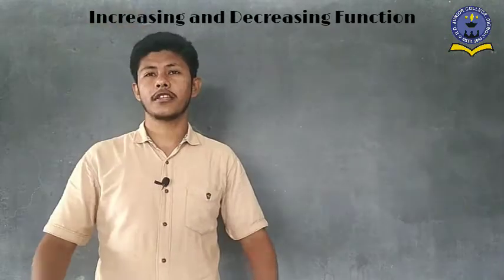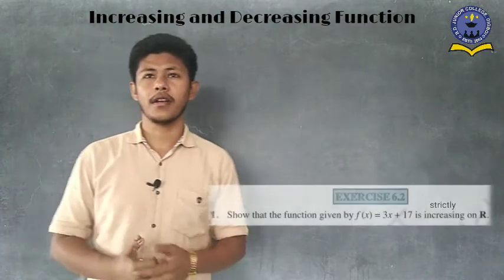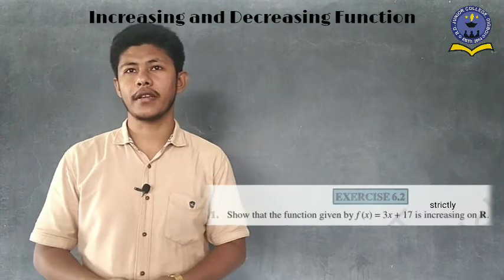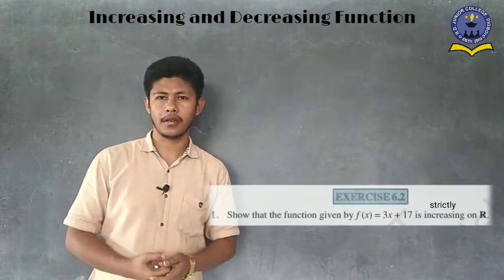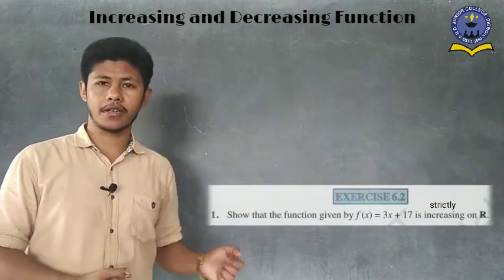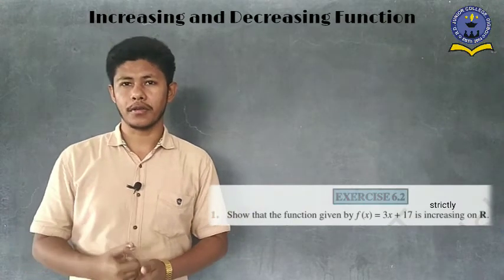So in exercise 6.2, the first question is given: prove that the function given by f(x) = 3x + 17 is strictly increasing on R. R means the real numbers, isn't it? So the function is given, f(x) = 3x + 17, and we need to prove this is strictly increasing.